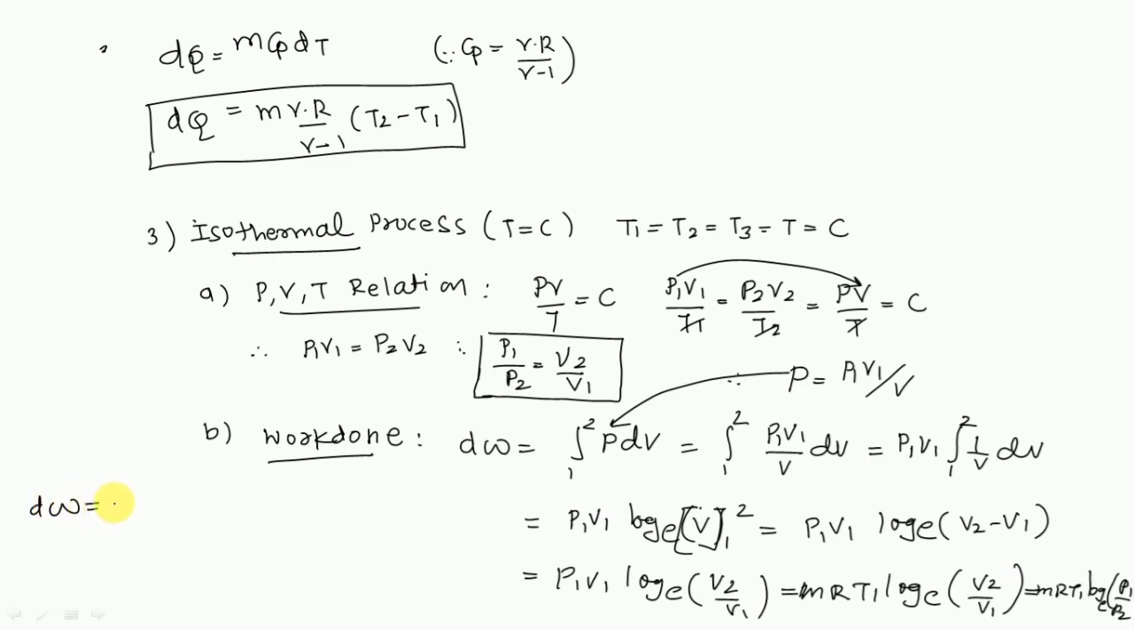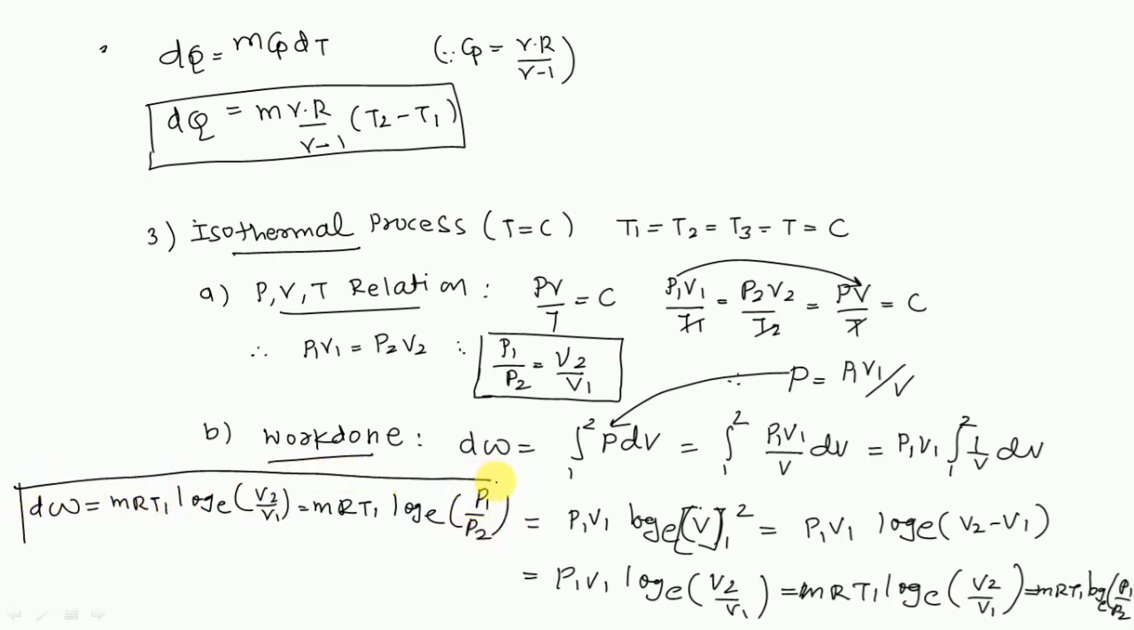I write over here: it is MRT1 log base e V2 by V1, which is equal to MRT1 log base e P1 by P2. And you need to remember this relation from the exam point of view or to solve the examples. Work done for the isothermal process we can write in that sense.